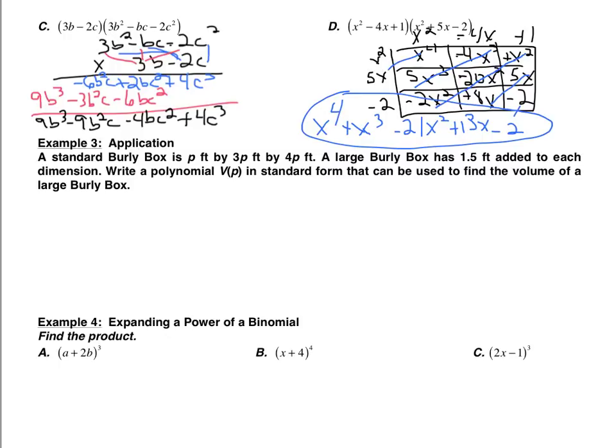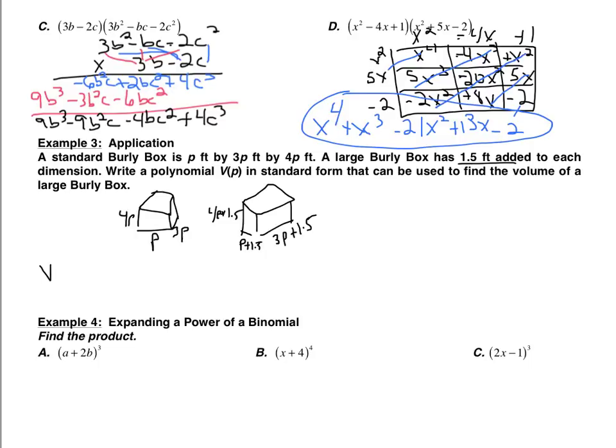In example 3, we start off with a box that is p feet by 3p by 4p. And what we want to make is a box that we have added 1.5 to each side. So that becomes p plus 1.5 and 3p plus 1.5 and then 4p plus 1.5. And then, to get volume, we have to multiply them all together.